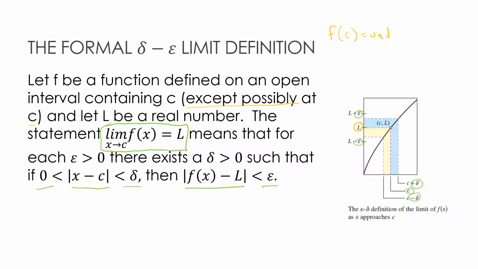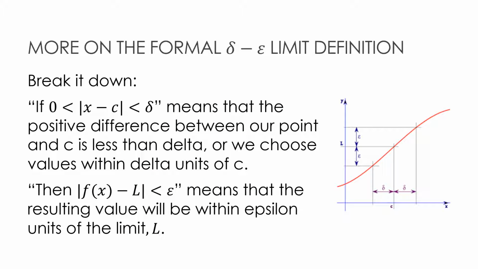So we're saying the distance between x and C is between 0 and delta, and the distance between the corresponding function value and the limit is less than epsilon. So if you understood what I just said, go straight to the next part of the video where we actually do some practice. But if you didn't understand, I'm going to try to make it a little more clear.